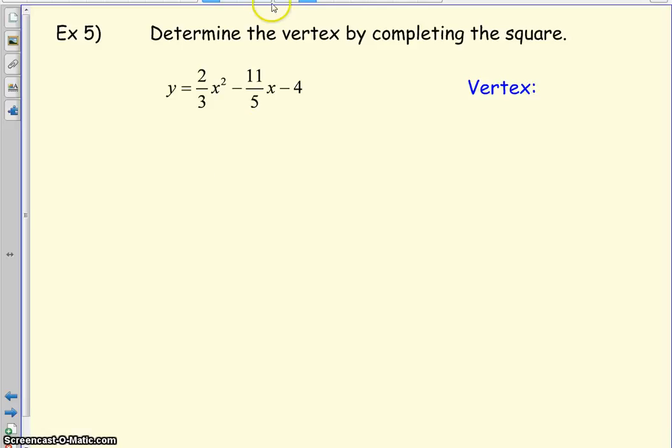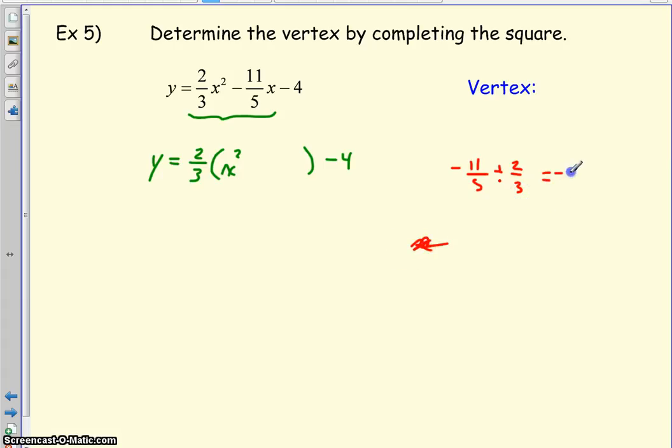Now this particular one says use completing the square, so we're going to do so. Remember, to complete the square, you first need to factor the a value out of the first two terms right here. So you're going to give me y equals 2/3, and you're going to get x squared. I'll deal with this part here in a second. This minus 4 sticks around. Remember, I'm taking negative 11 over 5 and factoring out 2/3, so I have to divide negative 11 over 5 by 2/3 to figure out what's going to be left over.